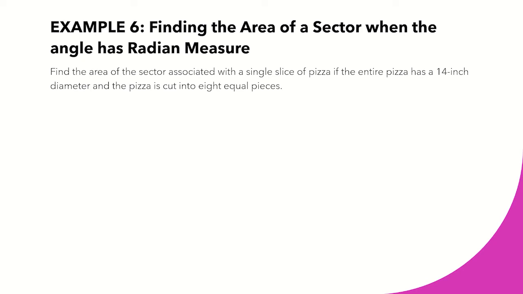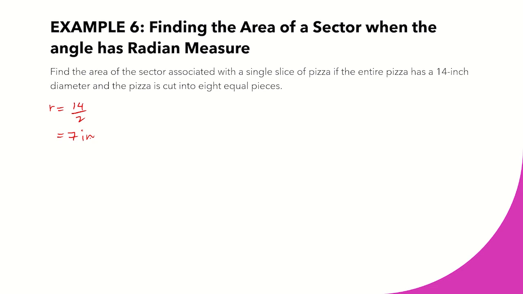Now let's continue with example 6. Finding the area of a sector when the angle is measured in radians. Find the area of the sector associated with a single slice of pizza if the entire pizza has a 14-inch diameter and the pizza is cut into 8 equal pieces. Okay, first of all, we have to figure out what the radius is. Radius is just half a diameter. So to get R, 14 divided by 2, you will get 7 inches.